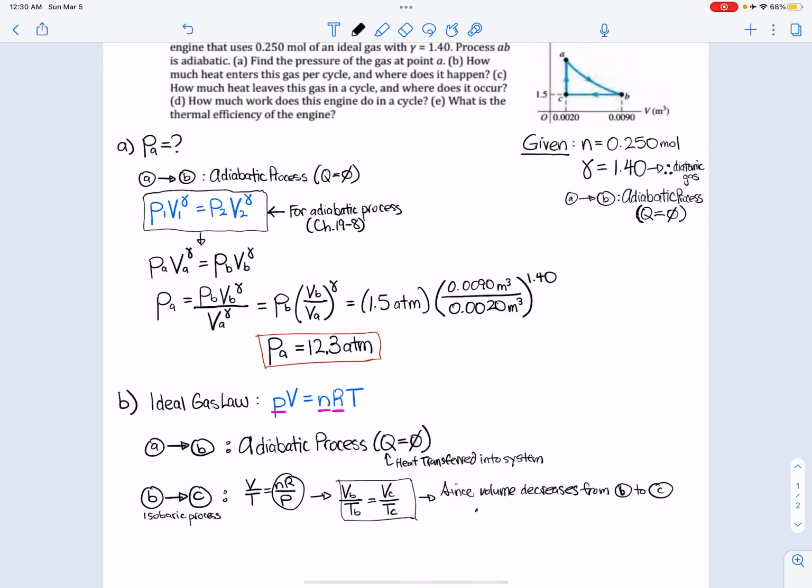Therefore, if VB over TB is equal to VC over TC, temperature decreases also from state B to C. Okay.